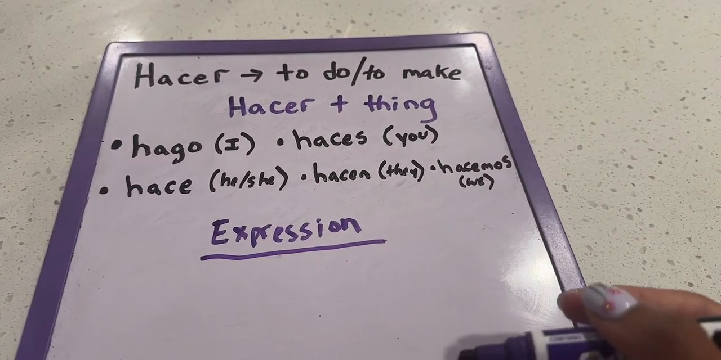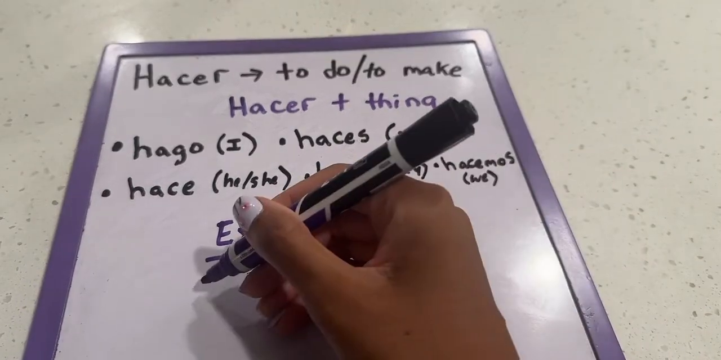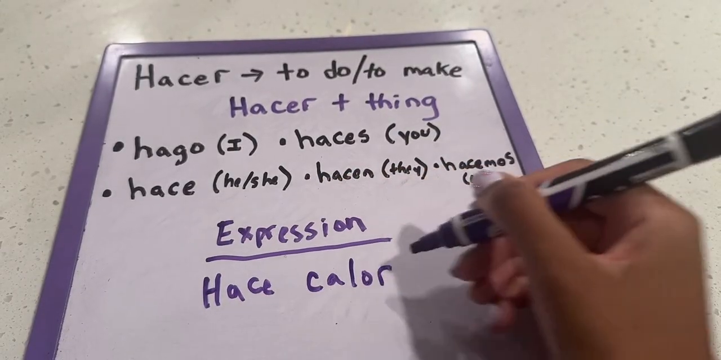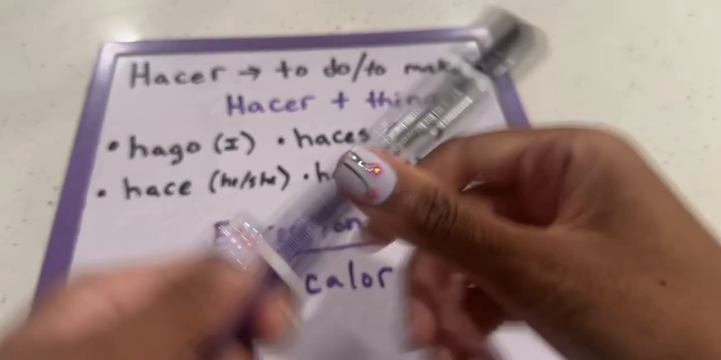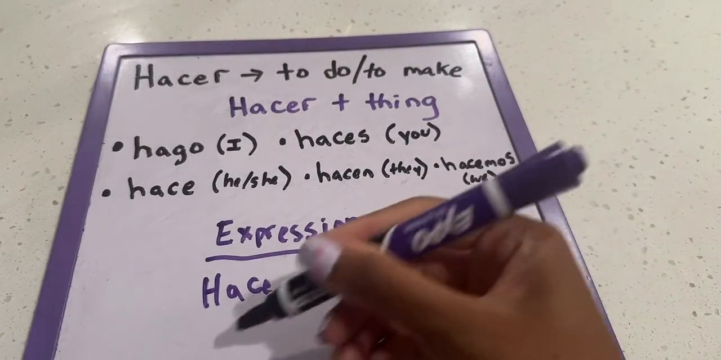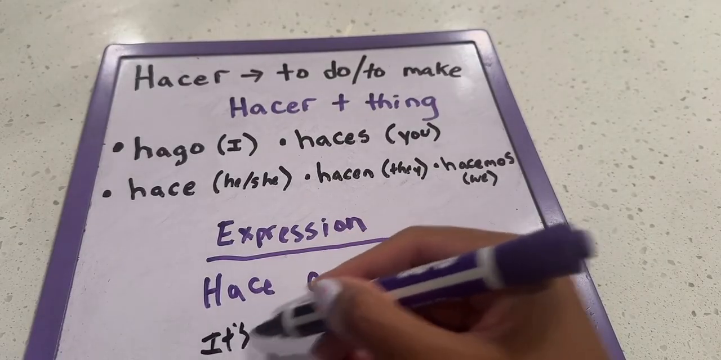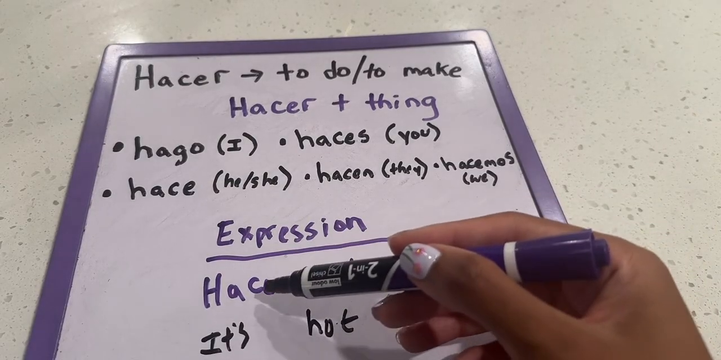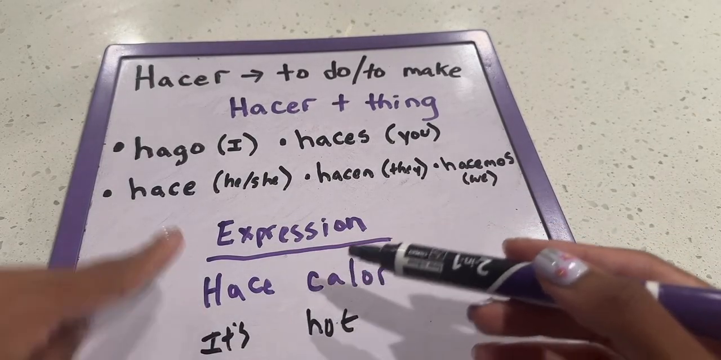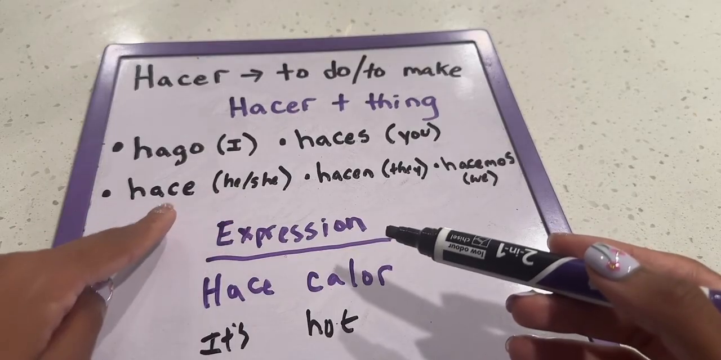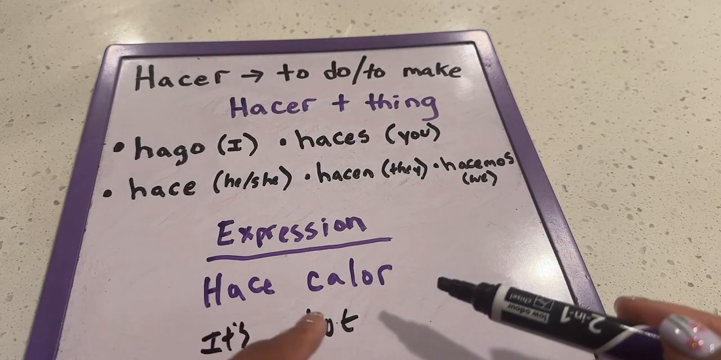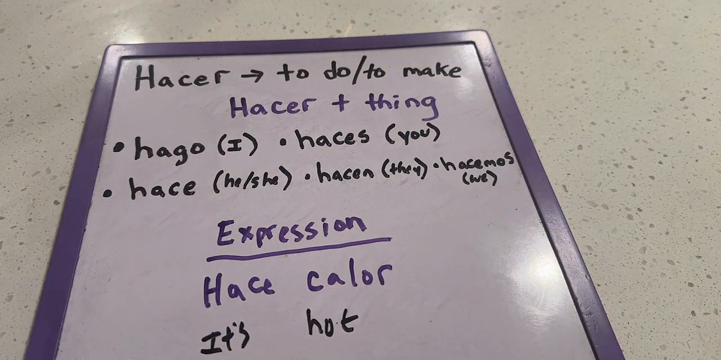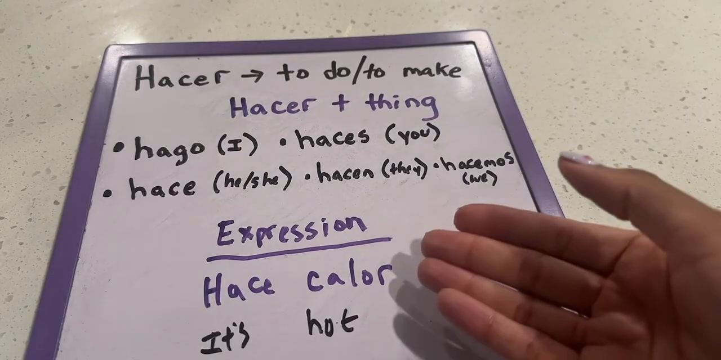So, for example, if you want to say it's hot outside, it is hace calor. And what that translates to is hot. It's an expression, so it doesn't have a direct translation. Because if we tried to directly translate this, we could say that is the he or she version of to do or to make. So he or she makes hot. He or she does hot. And see, that doesn't make any sense. So you can't directly translate it when it's an expression. You just have to get used to seeing things like this.